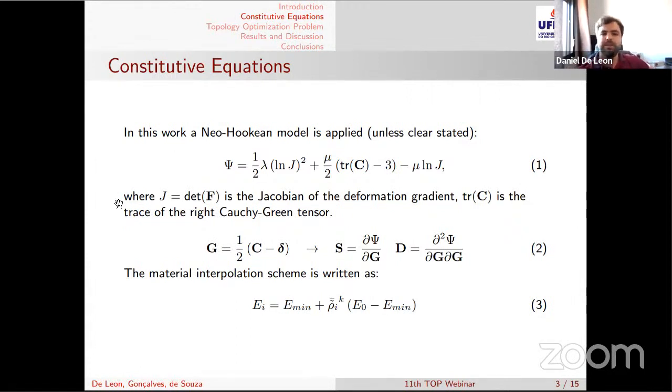C is the right Cauchy-Green tensor, J is the Jacobian of the deformation gradient, and G is the Green-Lagrange deformation tensor. The stress we get here from this stored strain energy, equation 1, is the second Piola-Kirchhoff, and if you differentiate twice, we obtain the tangent constitutive equation that is used in the Newton-Raphson scheme. And equation 3 is the classical SIMP method that uses a material interpolation scheme.